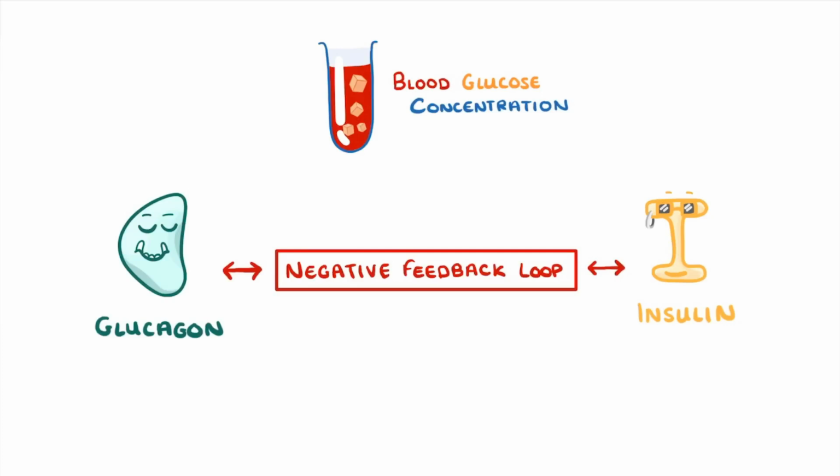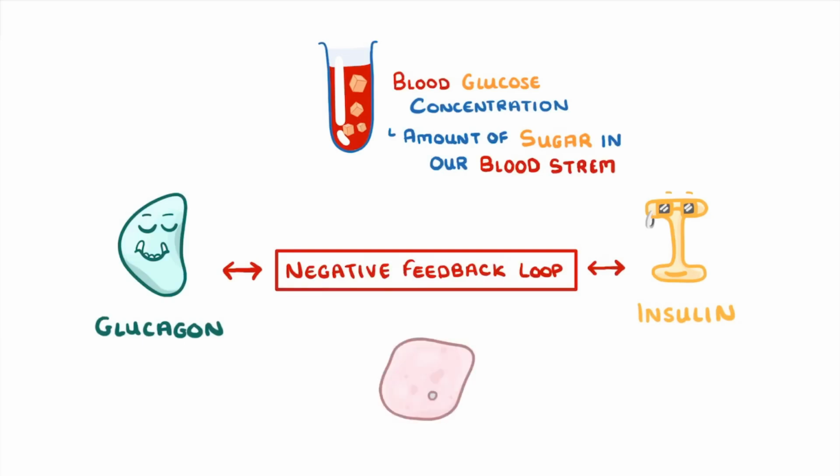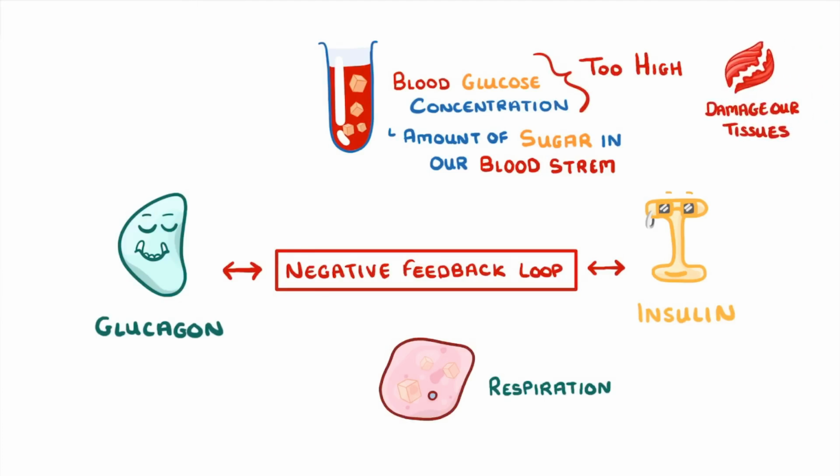Blood glucose concentration is just a fancy way of describing the amount of sugar in our bloodstream. We all need a decent amount of sugar in our blood so that our cells have a constant supply of glucose that they can use for respiration. However, if the blood glucose concentration gets too high, it can start to damage our tissues. So we need to keep a fine balance, where it's not too high or too low.